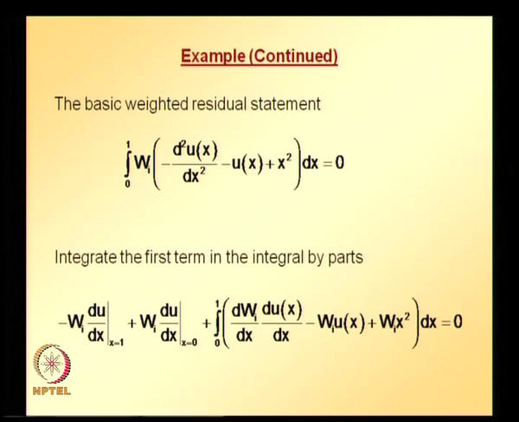So before we proceed further, what we need to do is look at any higher order derivative terms, and we'll use integration by parts and reduce it to the lower order terms. If you see this equation, the first term is having second derivative of u, so we can use integration by parts on the first term, that is w times minus second derivative of u with respect to x square. You apply integration by parts on that term and it gets simplified to what is shown there.